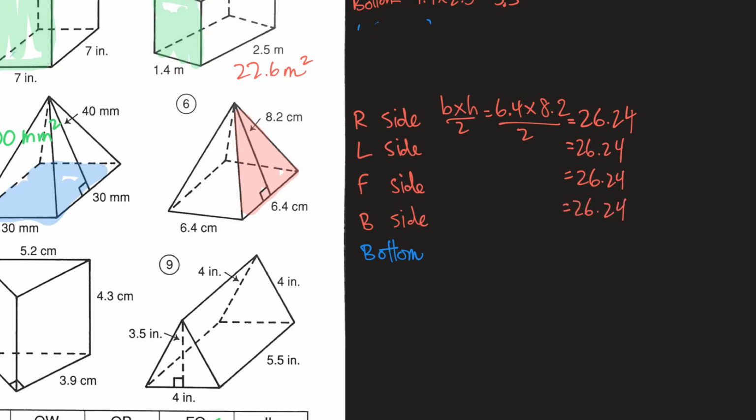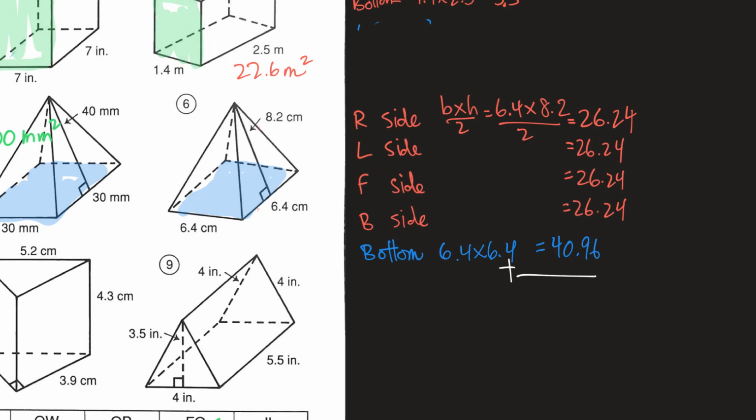And then the bottom, which I'm writing in blue, is, ooh, let me erase stuff here. So my bottom is going to be this right here. And that's 6.4 times 6.4. I was punching that in a calculator. So this is going to be 6.4 times 6.4, which is equal to 40.96.